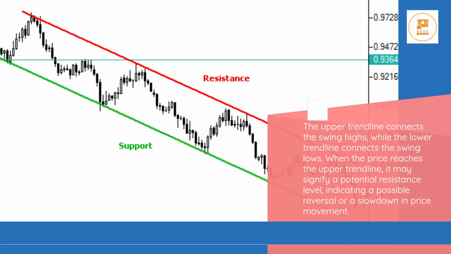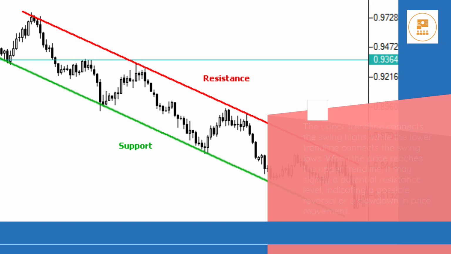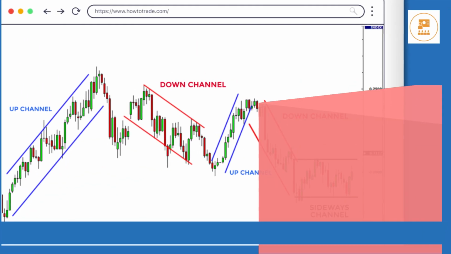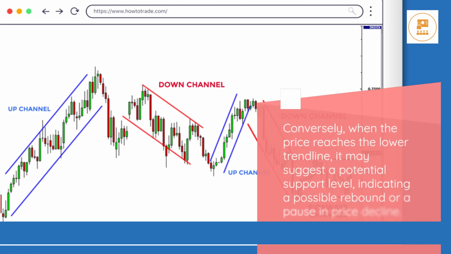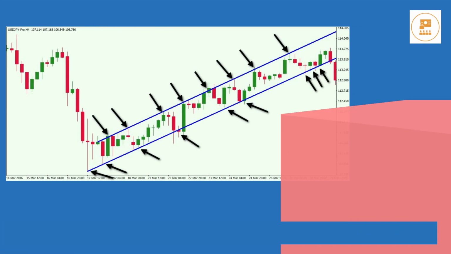When the price reaches the upper trend line, it may signify a potential resistance level, indicating a possible reversal or a slowdown in price movement. Conversely, when the price reaches the lower trend line, it may suggest a potential support level, indicating a possible rebound or a pause in price decline.